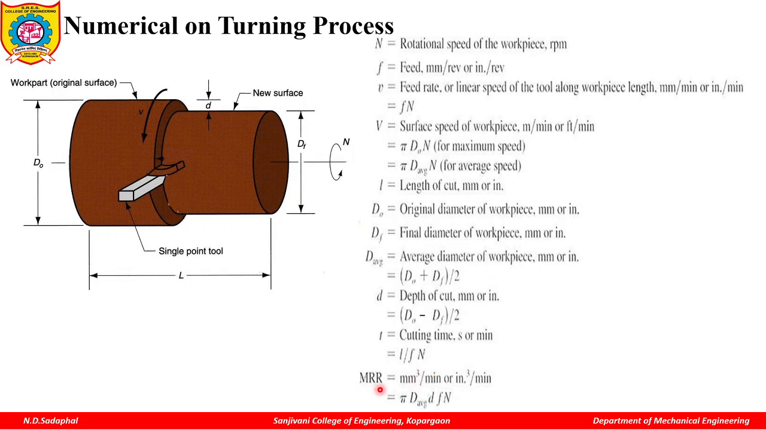Then MRR, that is material removal rate. It is calculated with the formula pi into D average into small d into f into N, and its unit is mm cube per minute. As material is removed, some volume we are taking out from the workpiece, so its unit is mm cube per minute. So straight away we will go to the numerical.